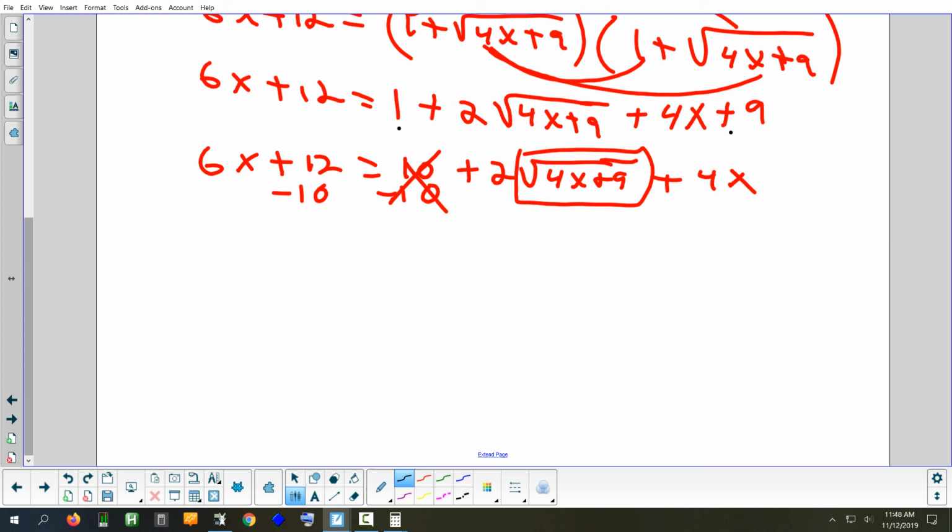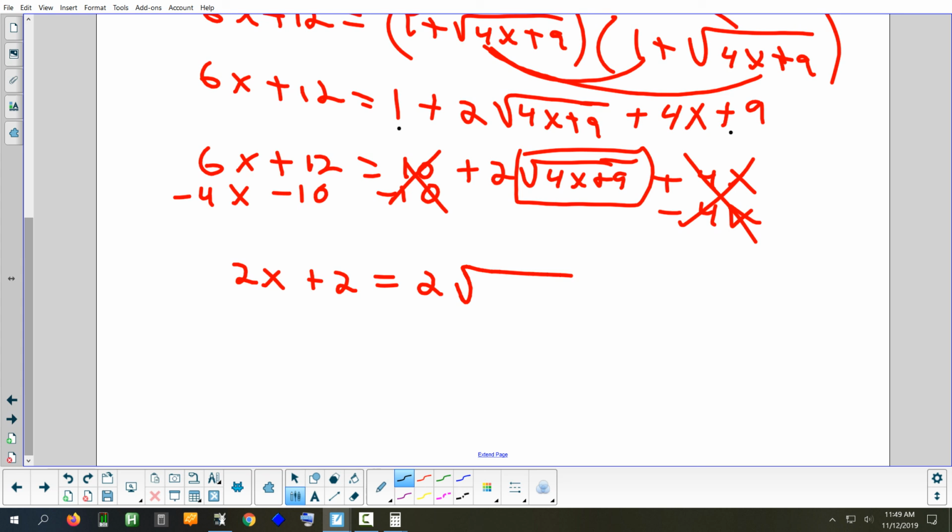Let's do something else at the same time. What's something else I could move? Not yet. That's going to have to be the last thing you move. But we are going to move it. Yep. The 4x. How would you move that? Minus 4x. Now it's going to get a lot simpler. Let's see what we have now. 2x plus 2 equals 2 square roots of 4x plus 9.